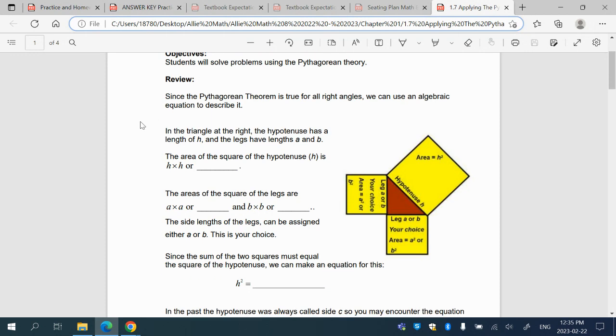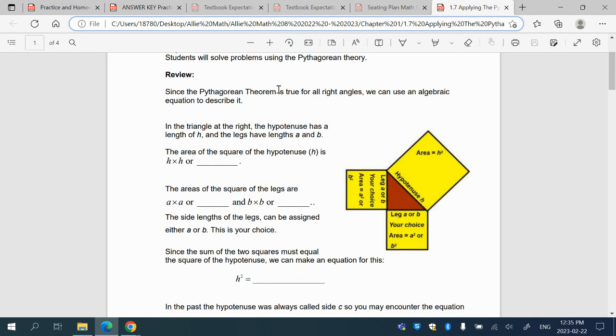So here's a little bit of review. Since the Pythagorean theorem is true for all right triangles, we can use an algebraic equation to describe it. And this is the one we know, a squared plus b squared equals c squared. In the triangle at the right, the hypotenuse has a length of h, and the legs have lengths of a and b. So here we go. We've got hypotenuse h, leg a or b, and leg a or b.